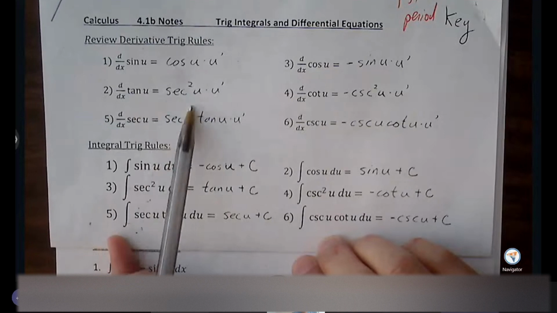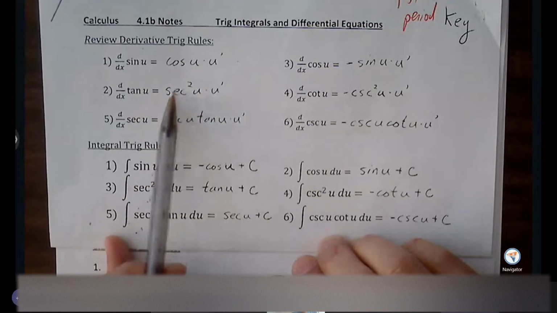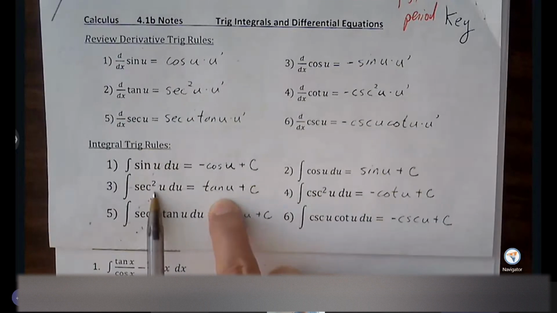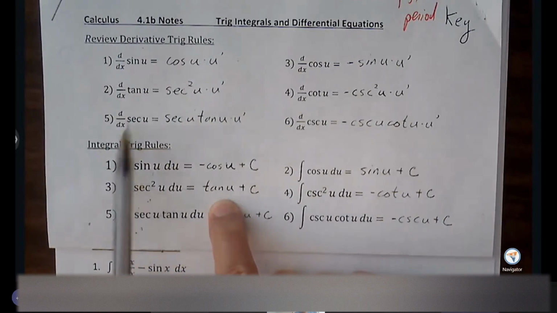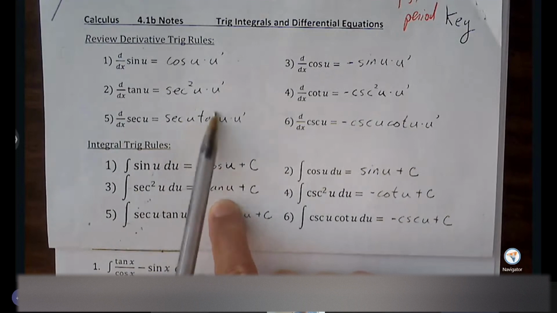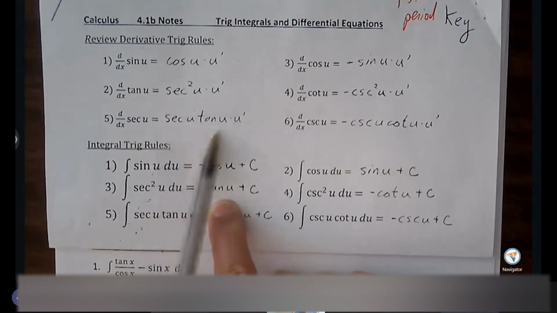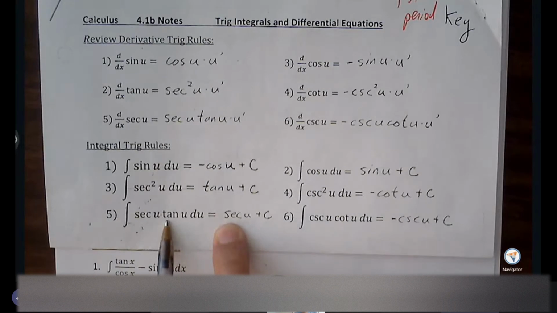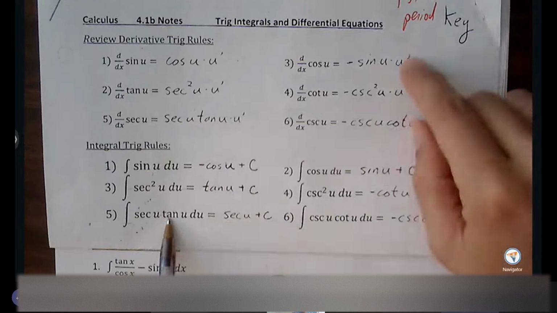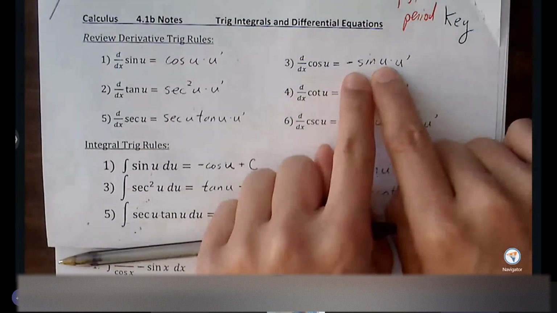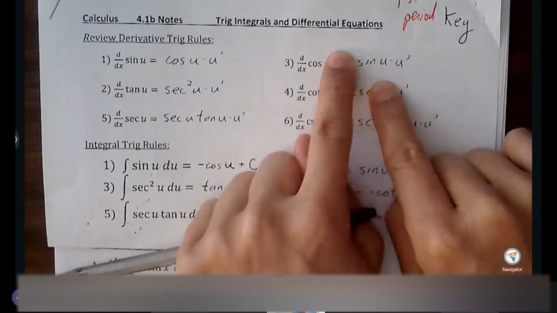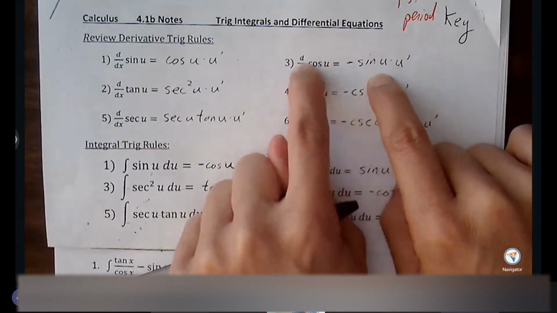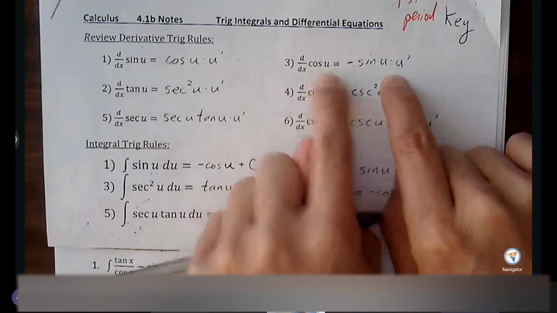Tangent's derivative is secant squared, which means that the antiderivative of secant squared should bring me back up to the tangent level. And so that's what this rule is telling us here. Okay, secant's derivative is secant tangent, which means that the antiderivative of secant tangent must bring me back up to secant. And that's here. Because cosine's derivative is negative sine, if I want to take the antiderivative of a positive sine, then this negative has to go somewhere, so it's going to go with the cosine. So the antiderivative of sine is going to be a negative cosine.